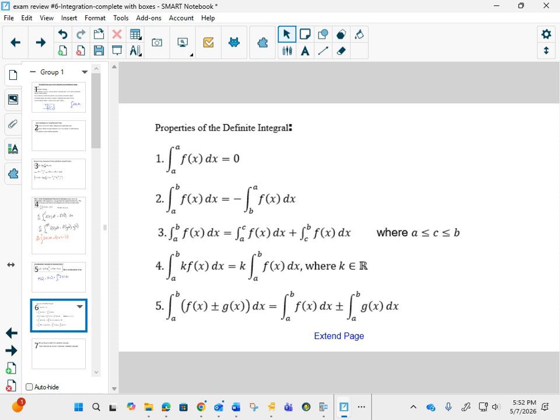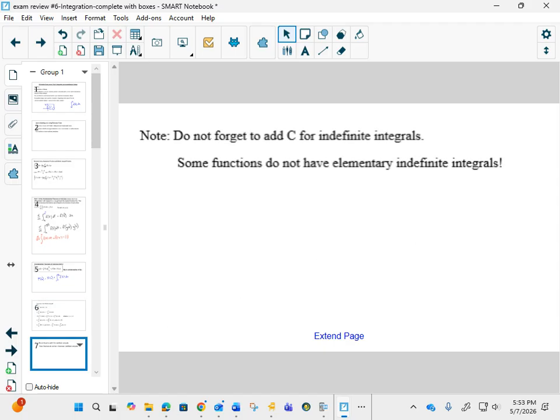If you have a constant, you can pull the constant out in front. And if you're doing the integral of adding and subtracting, you can integrate them separately. If you have an indefinite integral, don't forget the plus C. And some functions are hard to find the integral of.